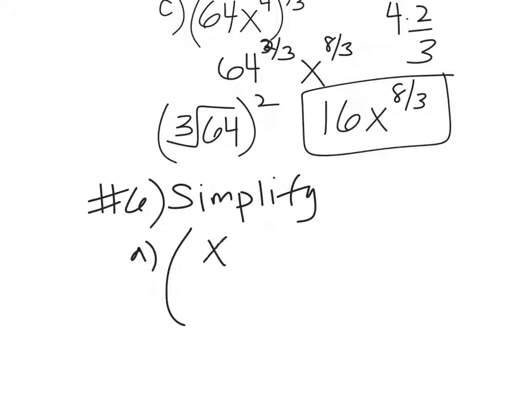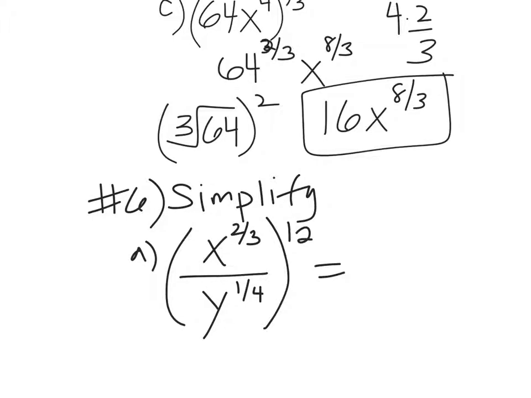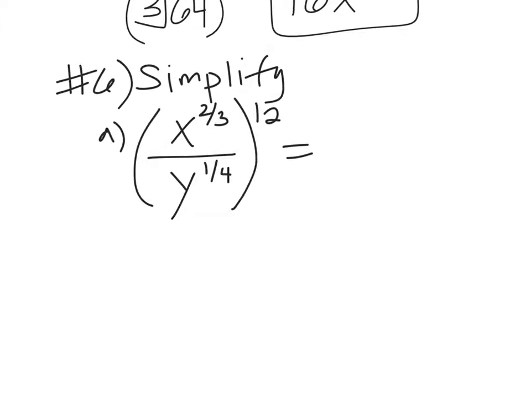Let's say you have x to the 2/3 over y to the 1/4, and all of this is raised to the 12th power. It looks gross, right? All these fractions within fractions and x's and y's. Okay, so let's take our power rule, which says when you raise something to the 12th power, you're going to multiply the exponents. So what is 2/3 times 12?